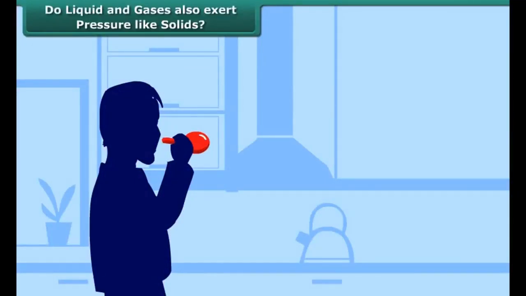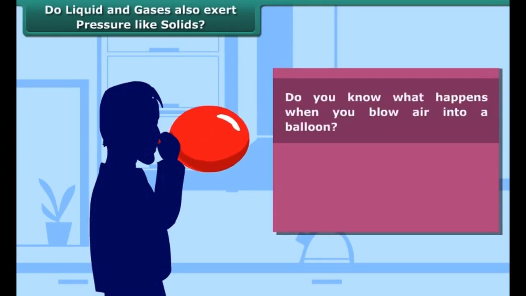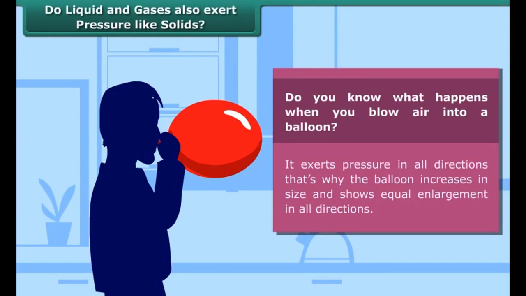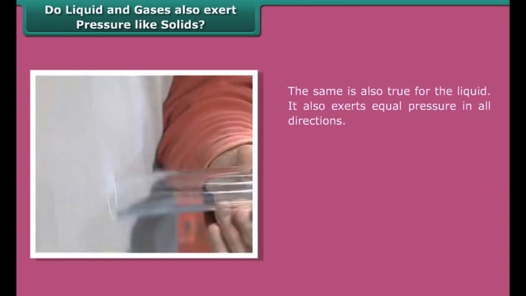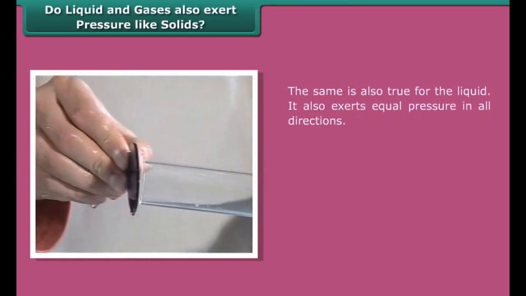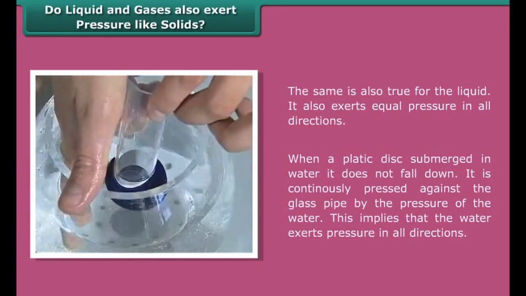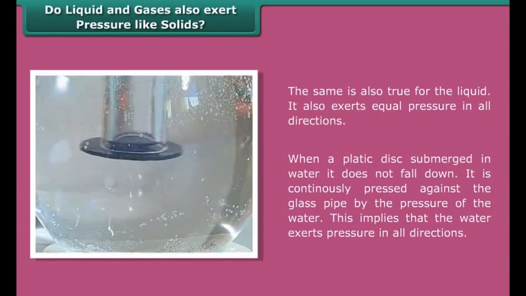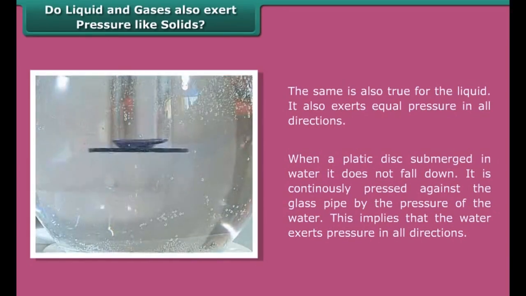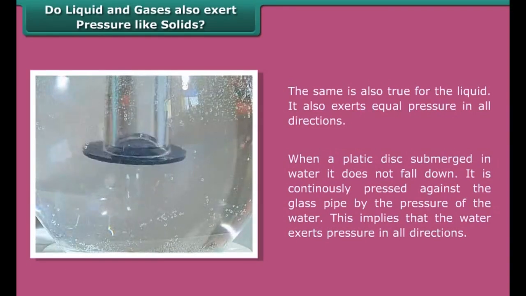Do liquids and gases also exert pressure like solids? Do you know what happens when you blow air into a balloon? It exerts pressure in all directions. That's why the balloon increases in size and shows equal enlargement in all directions. The same is also true for liquids. They also exert equal pressure in all directions. When a plastic disc is submerged in water, it does not fall down. It is continuously pressed against the glass pipe by the pressure of the water. This implies that the water exerts pressure in all directions.